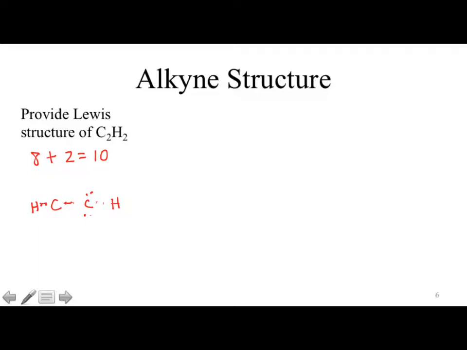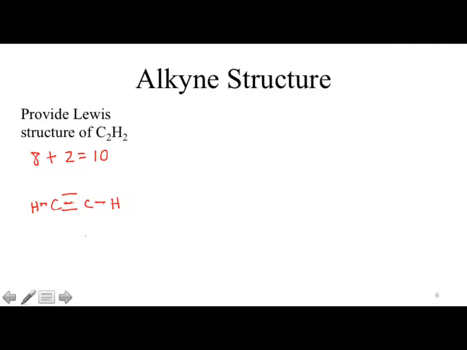We can draw on where we've got our bonds. Does this carbon have its octet satisfied? Yes. Does this one? No. What do we do? We'll share our electrons inwards. What do we end up generating? We now have our triple bond.